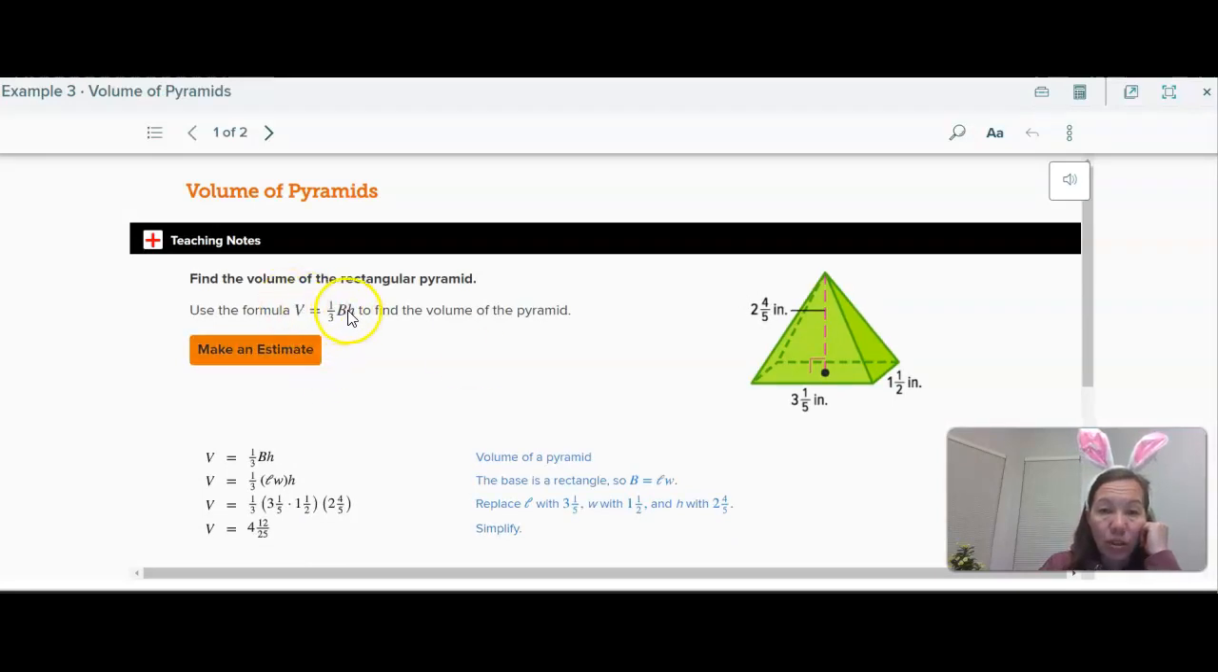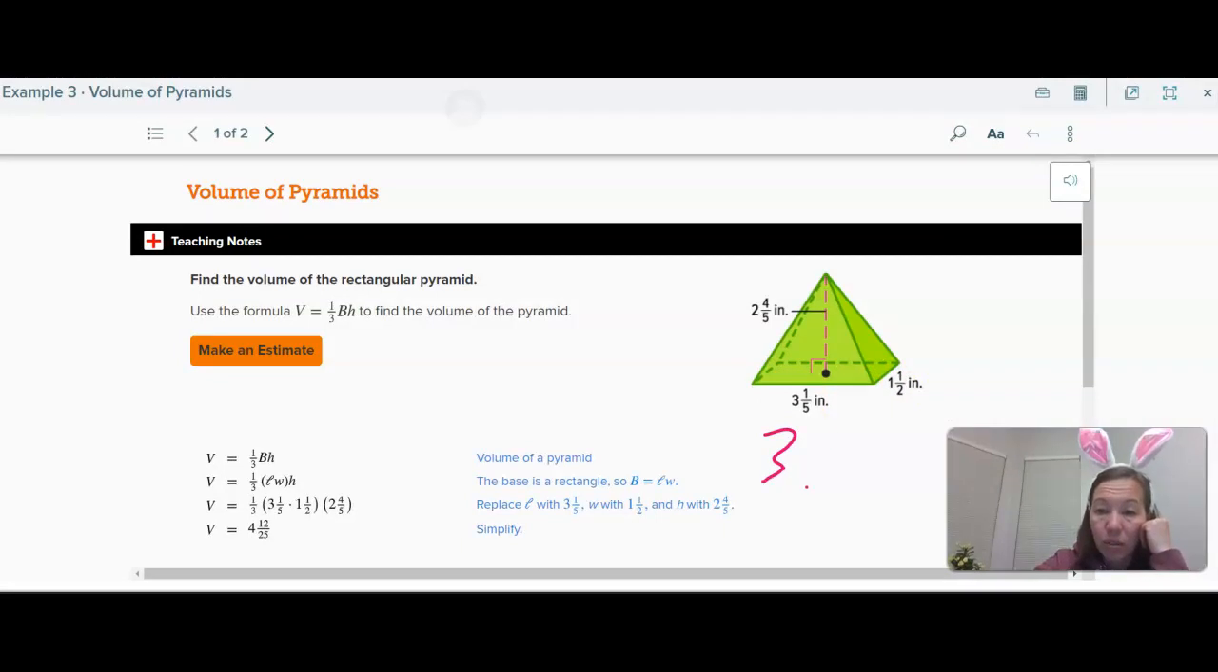the volume is 1/3 the area of the base times the height. So the base here is a rectangle, and we would multiply 3 1/5 times 1 1/2. Or this is 3.2, and this is 1.5, and this is 2.8 if you'd rather work with the decimals. So area of the base, 3.2 times 1.5, times the height of the pyramid, 2 4/5 or 2.8, times 1/3.